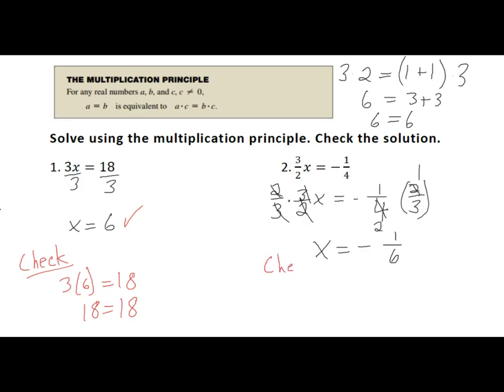So I would like to check that, because I always like to check my solutions. It also does say it in the directions. You should check it. And so I'm going to do 3 over 2 times what my new x is, which is negative 1/6. And that needs to equal negative 1/4. Positive times negative is negative. 3 and 6 both have multiples of 3, so that's a 1 here and a 2 here, canceling out those 3s. On top I have a 1. On bottom I have 2 times 2, which is 4. So I have negative 1/4 equaling negative 1/4. So the left side does equal the right side when x is negative 1/6.